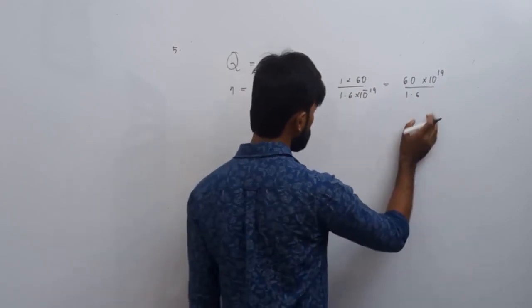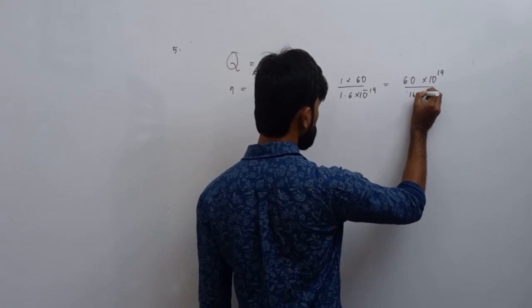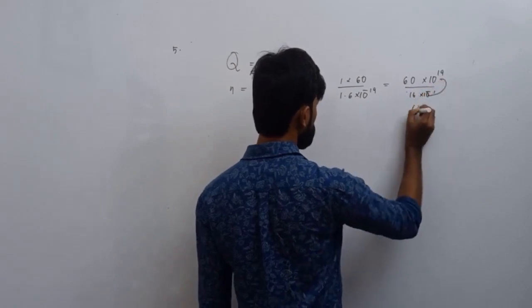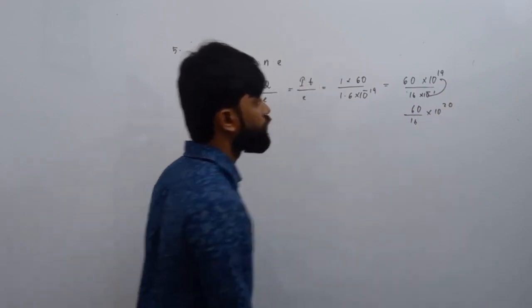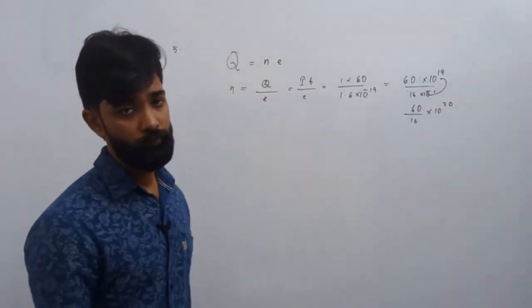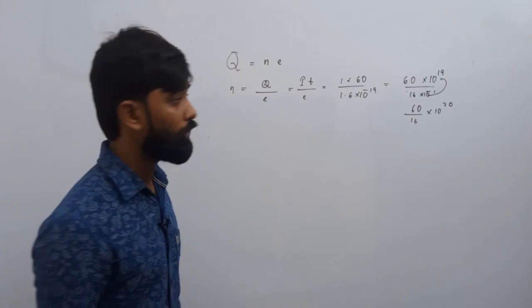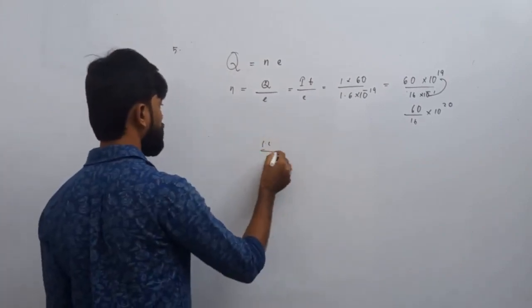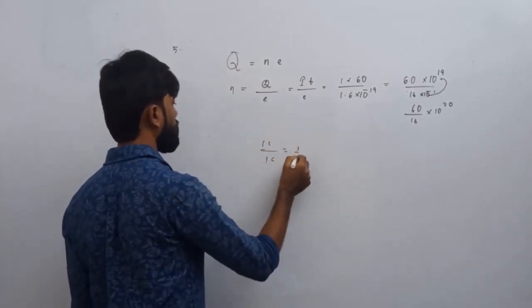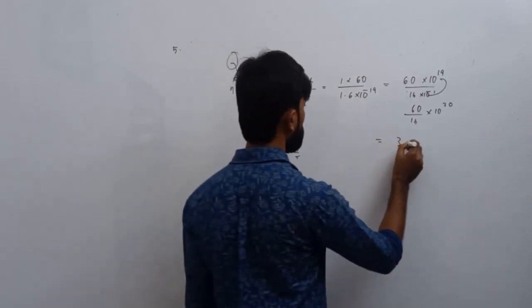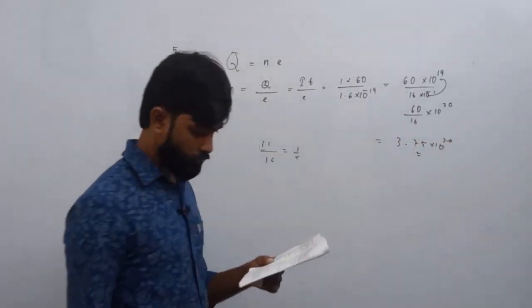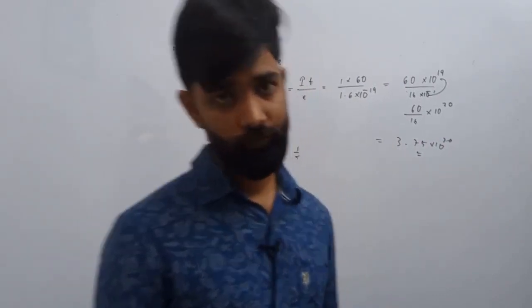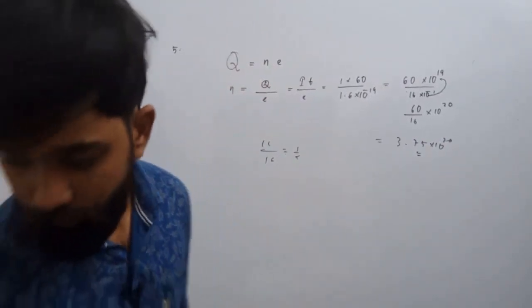1.6 is simply written as 16 into 10 to the power minus 1. So this goes to the top: 60 divided by 16, raised to 20. 16 into 3 is 48, remainder 12. 12 by 16 is 3 by 4. So 3.75 into 10 to the power 20. Your choice is 3.